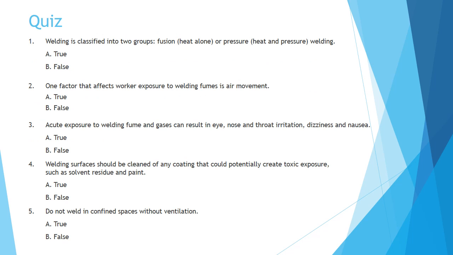Quiz. Number 1. Welding is classified into two groups: fusion, which is heat alone, or pressure, heat and pressure welding. A, true, B, false. 2. One factor that affects worker exposure to welding fumes is air movement. A, true, B, false. 3. Acute exposure to welding fume and gases can result in eye, nose, and throat irritation, dizziness, and nausea.